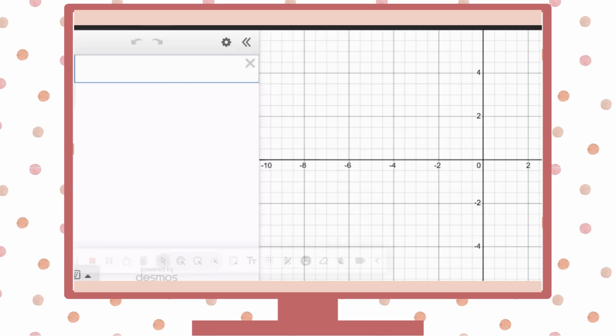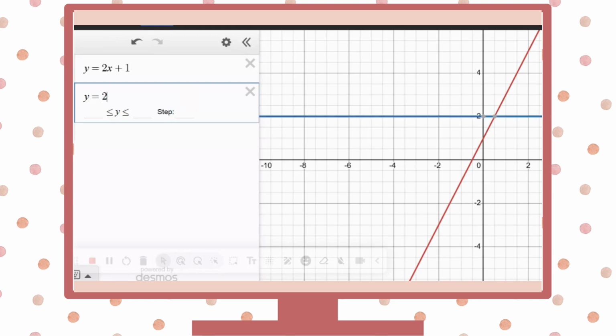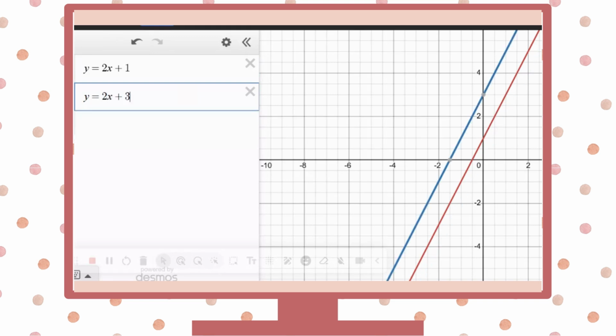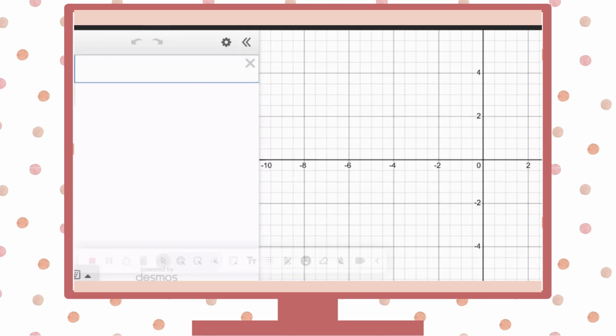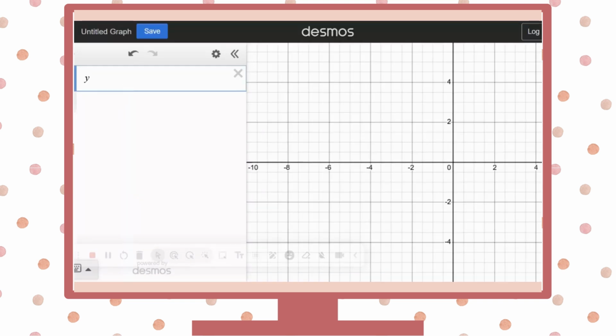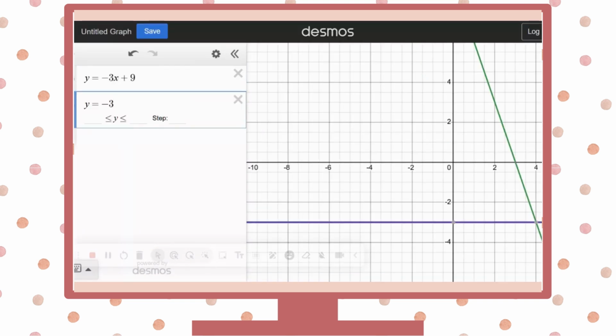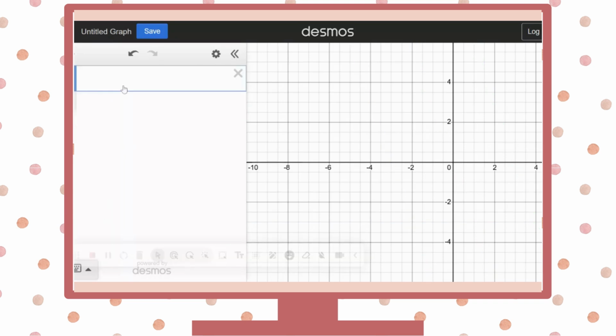If we graph both of these, we can see why they have no solutions. When we graph y equals 2x plus 1 and y equals 2x plus 3, we get two parallel lines. They'll never cross, so there are no solutions. We could check the other one where y was negative 3x plus 9 and y was negative 3x minus 9. Again, we see two parallel lines that will never intersect.